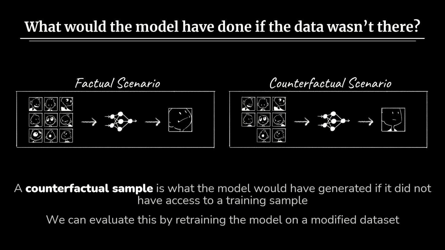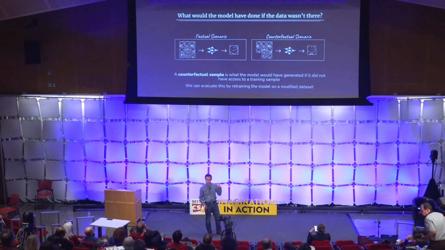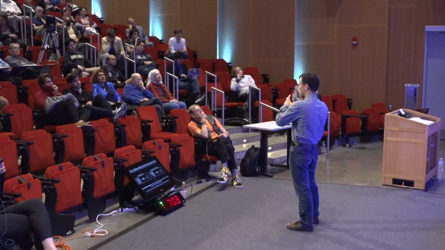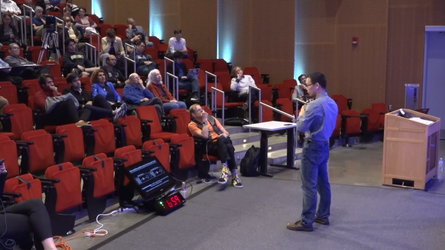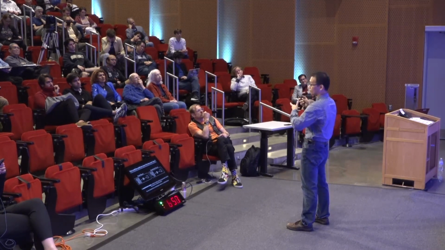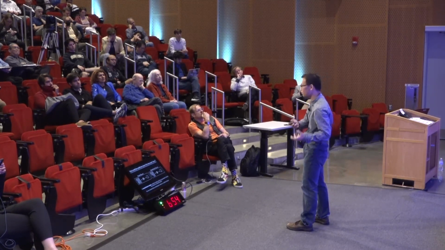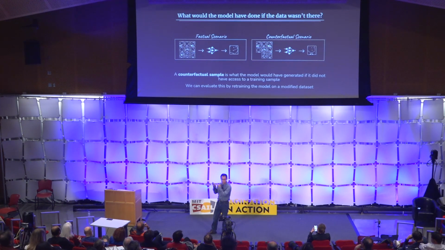Now, this is not just a thought experiment. We can actually evaluate this, right? All you have to do is go back to your training set, take out that piece of data in question, and then train a whole new model on that new incomplete data set. And then, because what generative models actually do is take randomness and turn that into a sample, we can take that same randomness that was used to generate the factual sample, use that on the new model trained on the incomplete data set, and use that to generate this counterfactual sample.